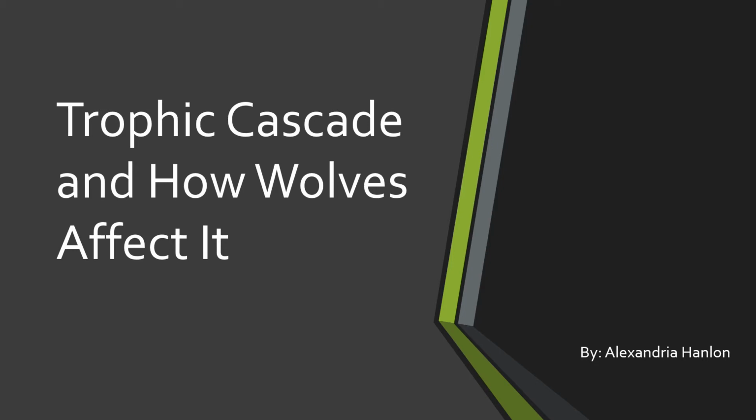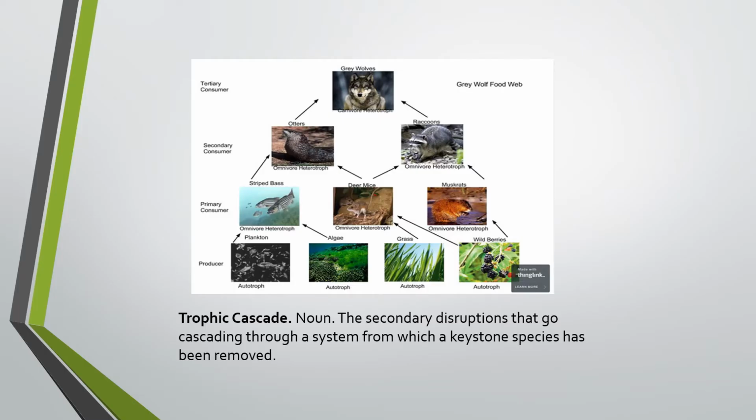Hi, today we'll be talking about Trophic Cascade and how wolves affect it, by Alexandria Hanlon. So here I have an example of a gray wolf food web.